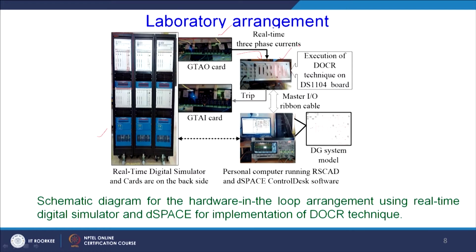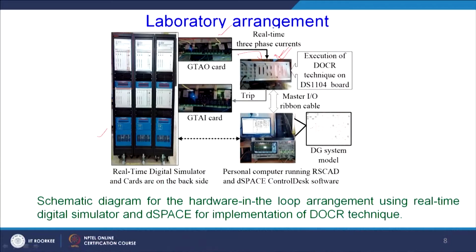This is the dSPACE 1104 board, and here the algorithm is written and burned inside the processor of the dSPACE. After getting the 3-phase current signals, this algorithm is executed, and after that the trip signal will be sent to the corresponding circuit breaker to shut down or trip the DGs or renewable sources. So, this is what is known as a hardware in the loop test bed to test different types of relaying algorithms.